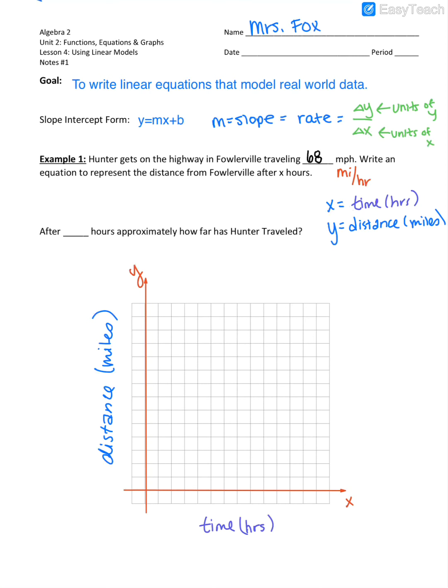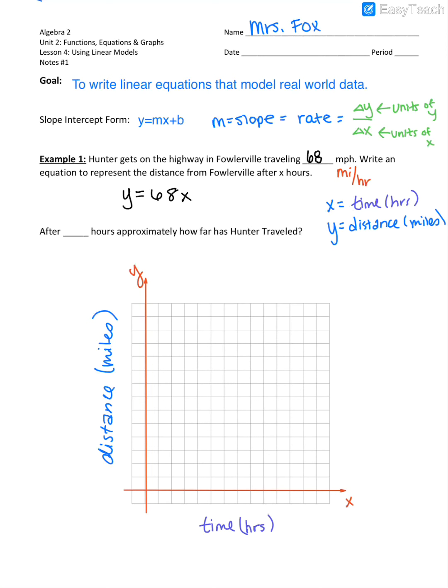It says write an equation to represent the distance from Fowlerville after x hours. We already know that 68 is going to be the slope, so our equation is going to be y equals 68x plus, what is our y-intercept here? Well, in this case, our y-intercept is going to be 0 because at the starting point, his distance from Fowlerville is going to be 0. At time 0, he's getting on the highway in Fowlerville, so he's actually at 0. We do not even need a y-intercept there. So it's y equals 68x.